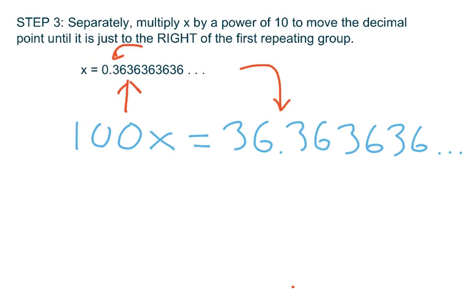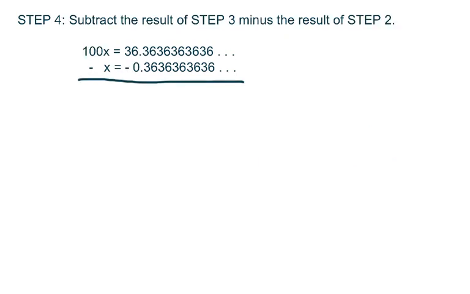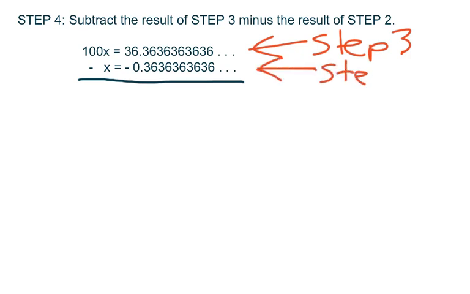Now, step 4 is interesting. Subtract the result of step 3 minus the result of step 2. So I have right here copied down what I got in step 3 and what I had from step 2. I didn't have to do anything, if you remember correctly. I'm going to subtract those 2 statements. Now, subtract on the left and subtract on the right. What I want to focus on is what happens on the right.